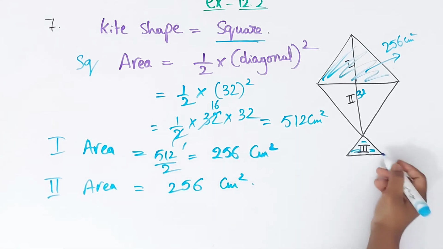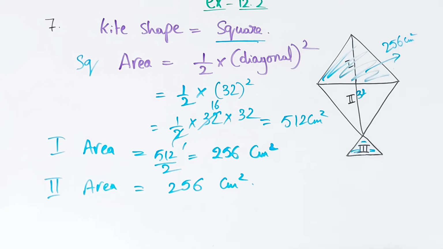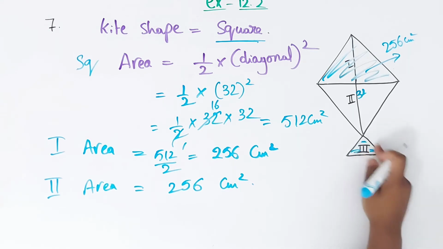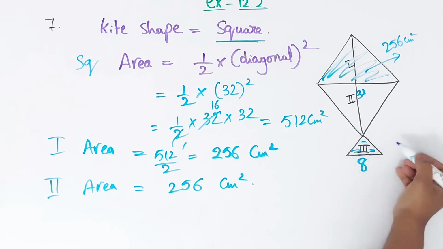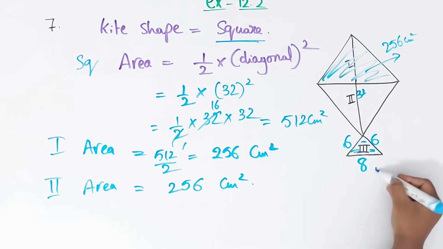Right, children? Here they have given the third part. Third part they already mentioned that it is an isosceles triangle with base 8 centimeter and sides with 6 centimeter and 6 centimeter. Now we have to find out the third shape area by using Heron's formula.